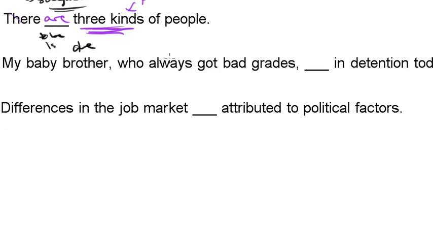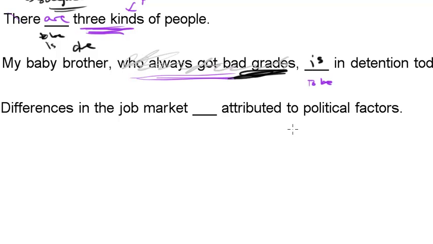My baby brother, who always got bad grades, blank in detention today. So this is going to be another to be verb. Now this is an example of where you have a parenthetical addition here, a parenthetical reference that's describing brother. But even though you've got this, this is just like if you had a prepositional phrase. You can imagine just crossing this out and ignoring it and figuring out which verb to use when you don't have it. So my baby brother blank in detention today. So is in detention today, right? It doesn't matter that grades is here and it's plural because that is not the subject. My baby brother is the subject. So therefore the verb is going to be is.